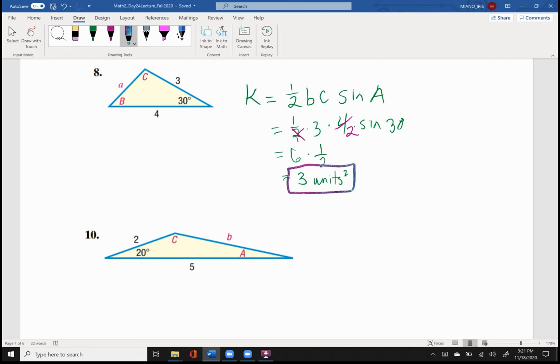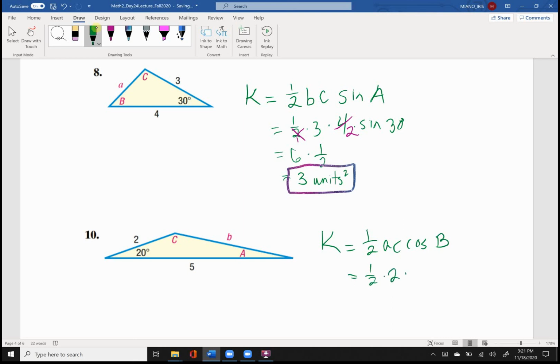Let's do this again for number 10. This time we have side lengths 2 and 5, which are lowercase a and lowercase c respectively, and angle B is 20 degrees. So use this version of the area formula, 1/2 a c times the sine of B, and plug and chug. A this time is a 2.